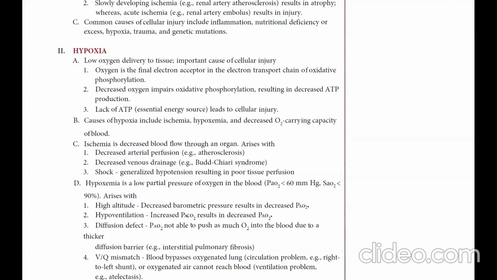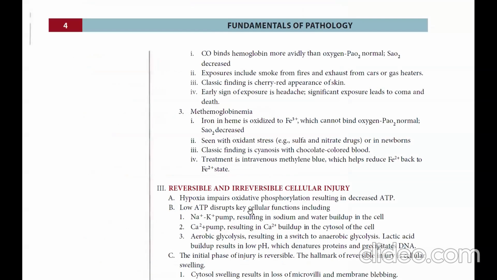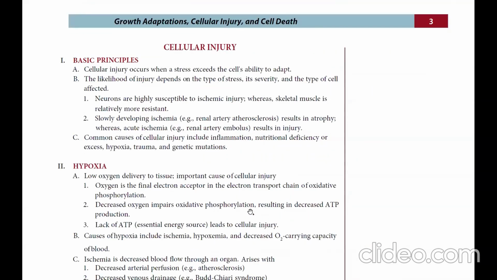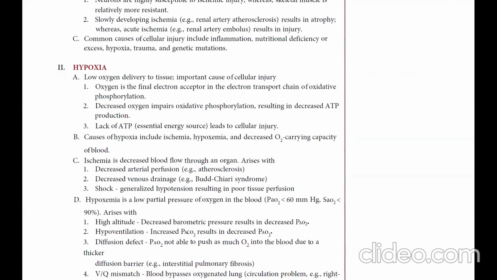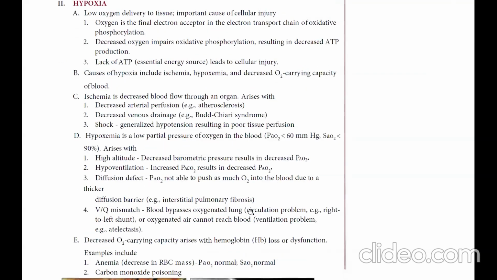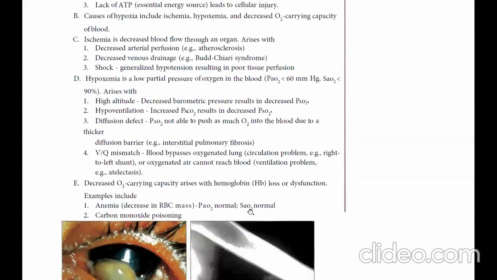Diffusion defect. PaO2 is not able to push as much oxygen into the blood due to a thicker diffusion barrier, for example, interstitial pulmonary fibrosis. V/Q mismatch. Blood bypasses oxygenated lung circulation, a perfusion problem, as in right to left shunt, or oxygenated air cannot reach blood, a ventilation problem, for example, atelectasis.